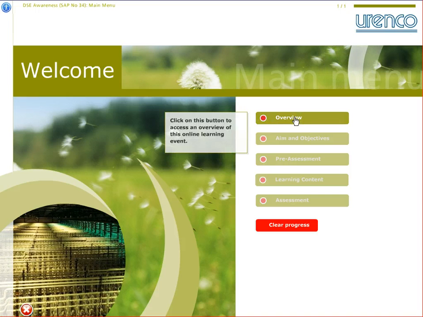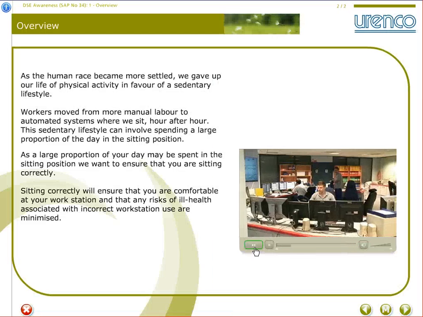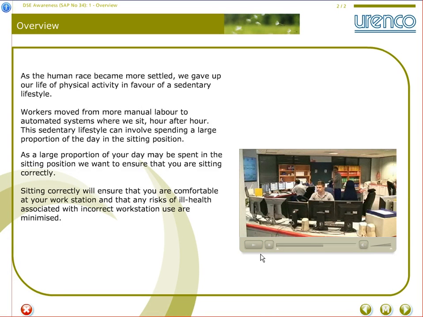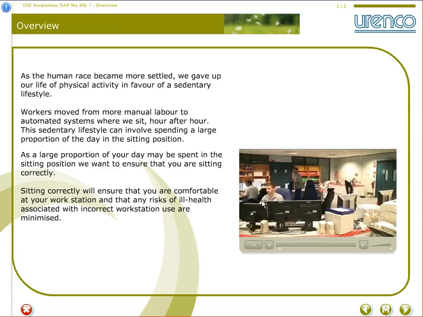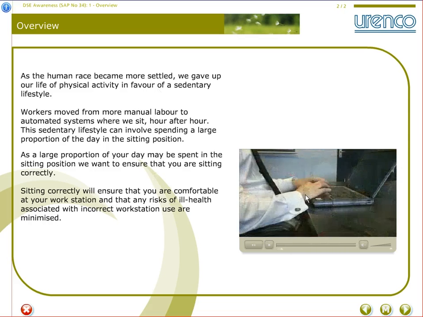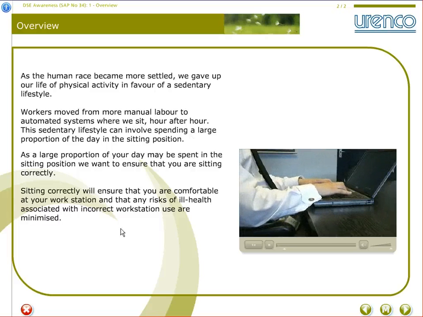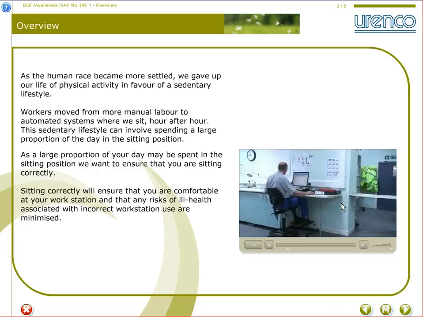First thing that the learner is directed to is to have a look at an overview here. There is a video taking place in the bottom corner of the screen here, as you can see. There's some text, and there's also a voiceover to the video itself. I think in the future I would remove the text and actually just concentrate on the video, because you know, a picture paints 1,000 words.